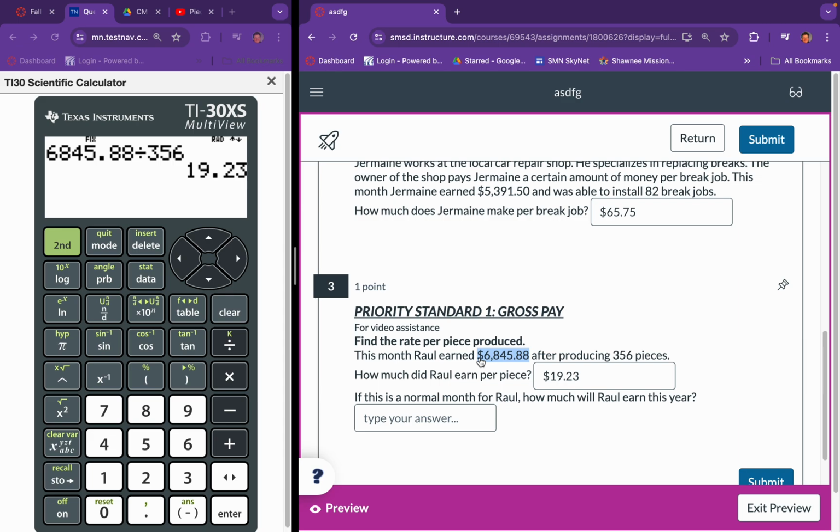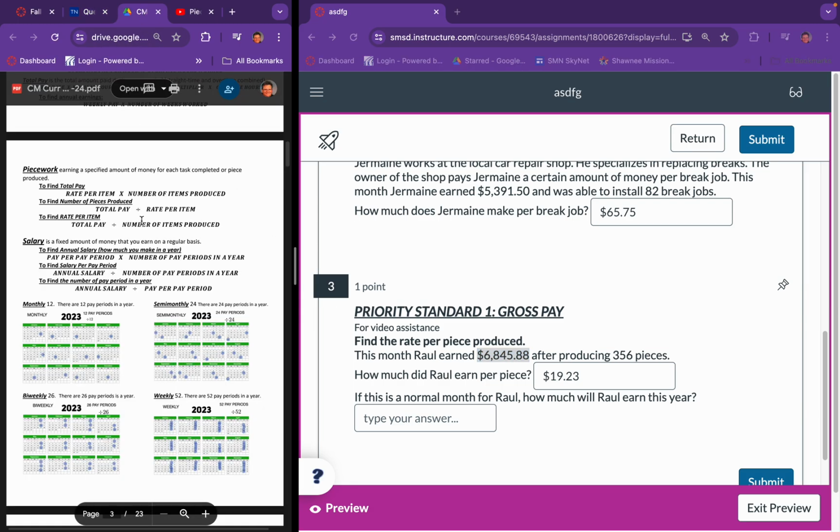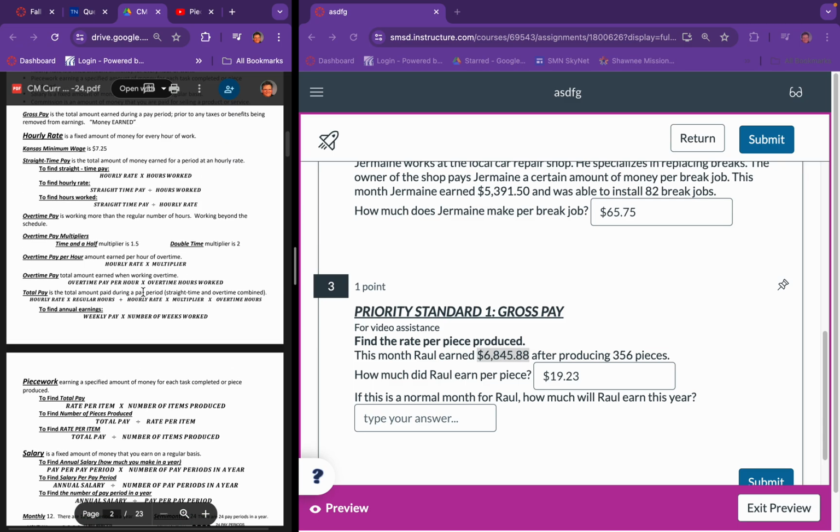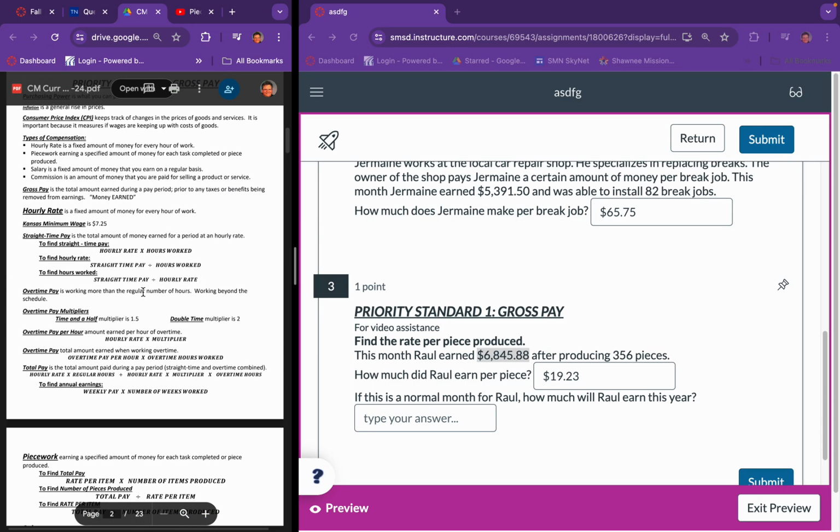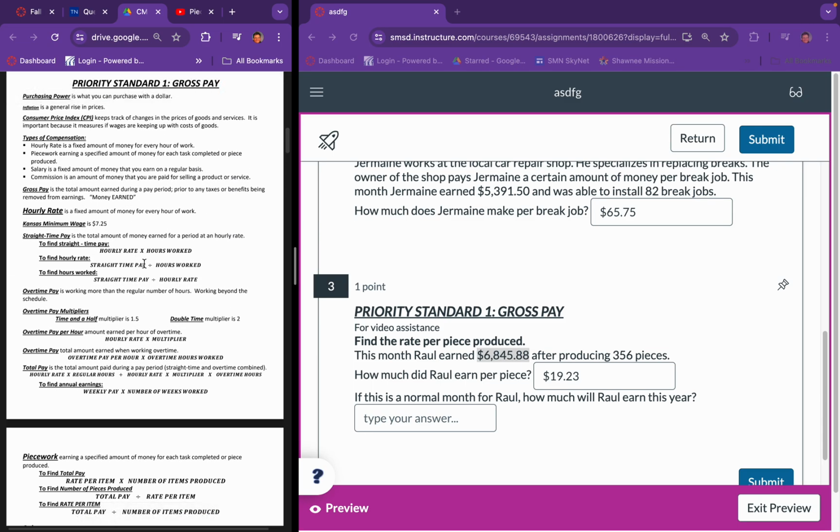So this is how much he earns. Okay? So if this amount of money, that $6,845.88, is a normal month for Raul, in other words, every month Raul comes in and he is able to do 356 pieces, he is able to earn $6,000. If he does that every month, then how much will he earn this year? So this takes us back to what we did earlier this semester, and that is to find straight time pay, and that is straight multiplication.